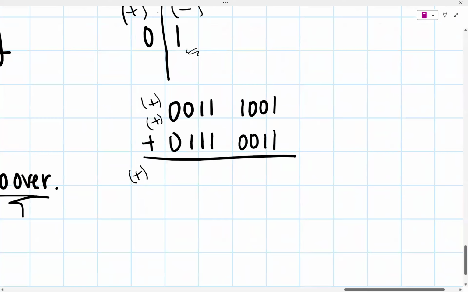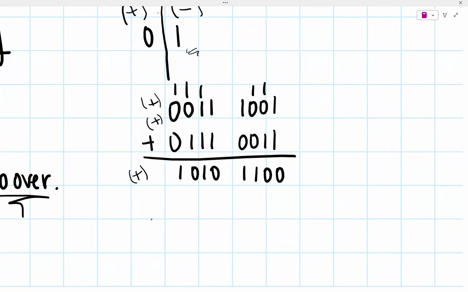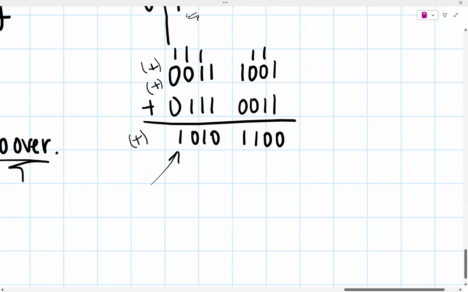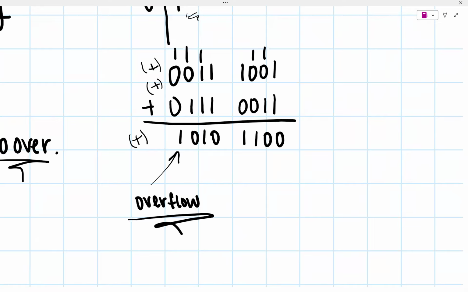Okay, so 1 plus 1, that's a 0, carry the 1. 1 plus 1, again, 0, carry the 1. 1, 1, 0, 1. We have 3 ones, so we'll drop the 1 here and then carry another 1 over. Ooh, okay. Look at this. So we ended up getting actually a 1 in the beginning. So therefore, there is overflow in this example. So this is the answer, and there's overflow.